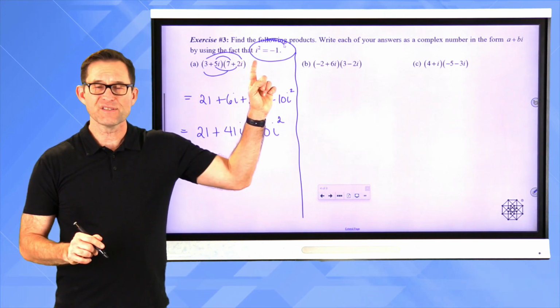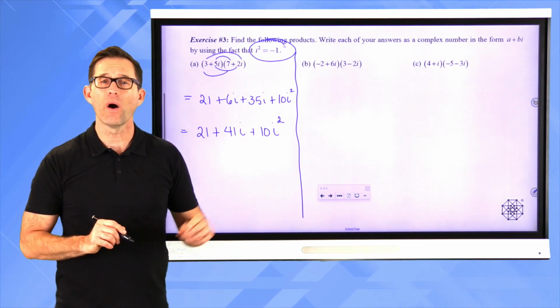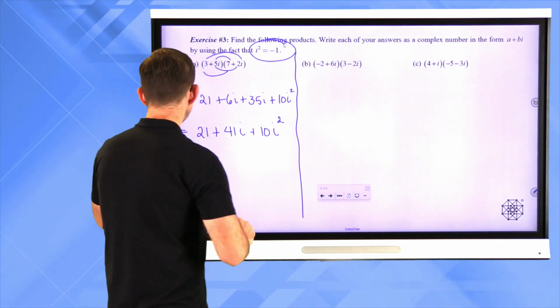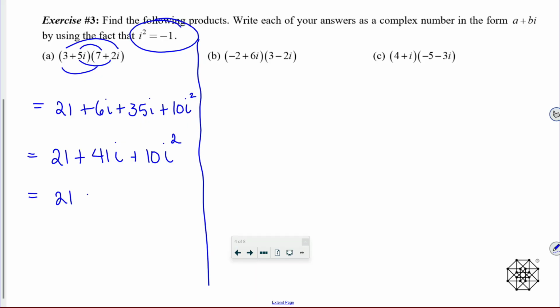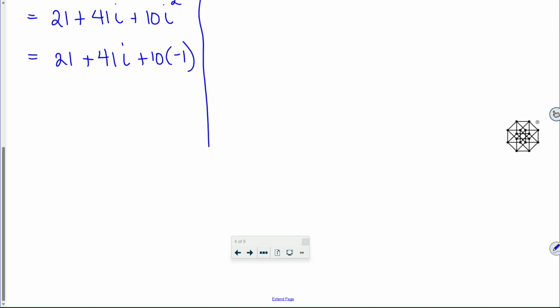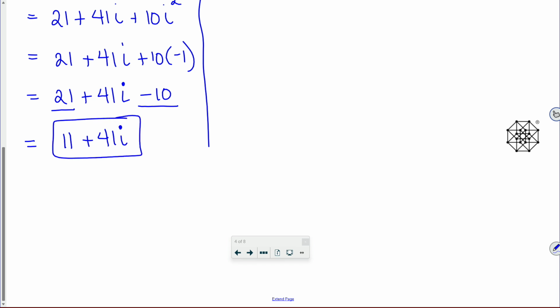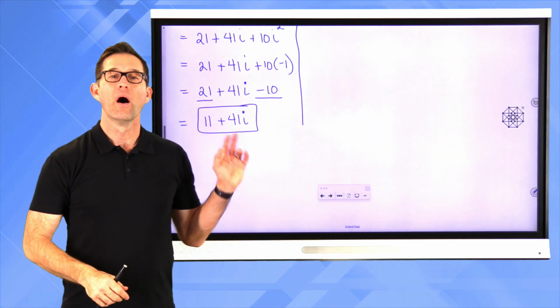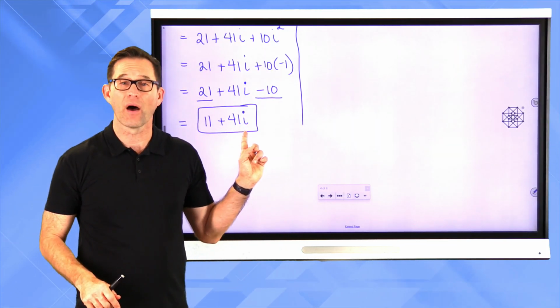But, right, i squared, since i is the square root of -1, i squared is equal to -1, which means now I can write this as 21 plus 41i plus 10 times -1, which, let me extend the page a little bit, is going to be 21 plus 41i minus 10. Now the 21 and the -10 can combine, and that's going to give me 11 plus 41i. And notice, right, that is in the form of a complex number. A real number plus another real number times i.